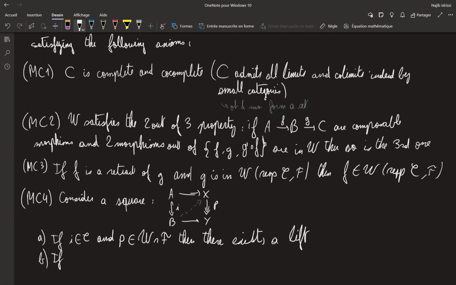And similarly, there is a symmetrical axiom that says that if I is at the same time in C and W and P is in F, then there exists a lift, right? So in both axioms, this is why I draw the square like this. The left one is supposed to be cofibration. The right one is supposed to be a fibration. And if one of the two is a weak equivalence, then there exists a lift. All right?